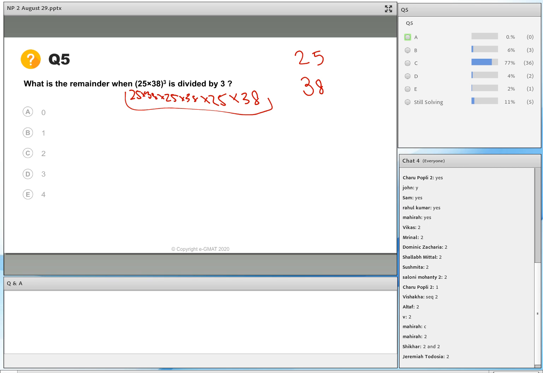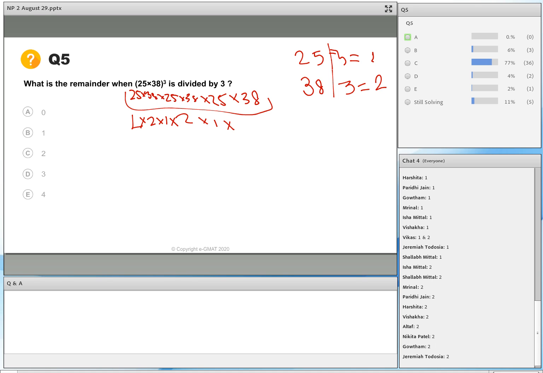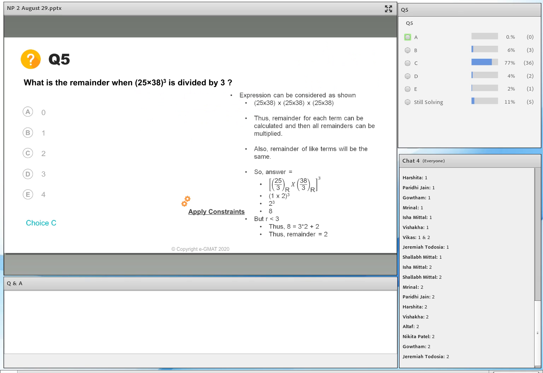Very quickly, guys. What is the remainder when I divide 25 by 3? It's equal to 1, right? Absolutely correct. What is the remainder when I divide 38 by 3? That is equal to 2. Perfect. So what do I have? I have 1 times 2 times 1 times 2 times 1 times 2. Very convoluted, too much to write, right? But with easier numbers, I can simply calculate the final product. It comes out to be 8, and I then move on to the answer.